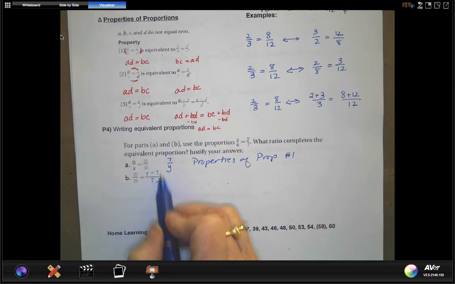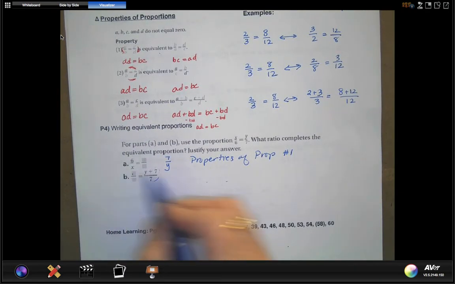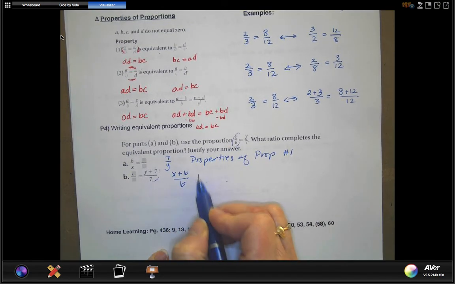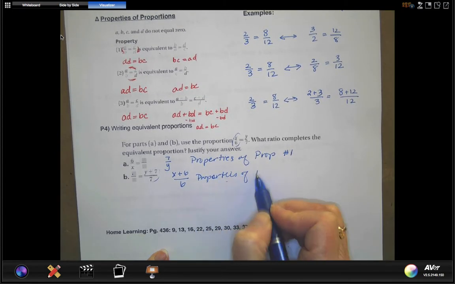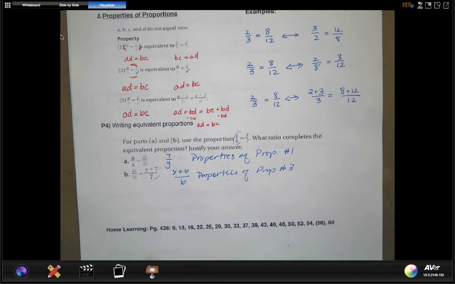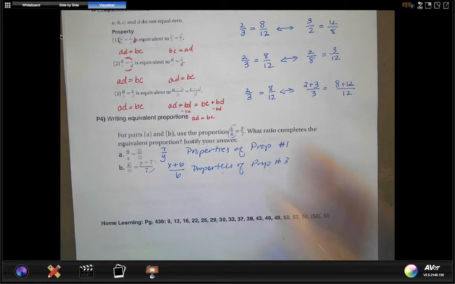All right, then we have the one here that's adding. That's this third one right here. So here I must have x plus 6 over 6. So this is properties of proportions, number 3. All right, on the test, if I ask you to write anything out, you're not going to have to remember the numbers. You could just say properties of proportions, but just realize that you want to remember what those different properties are.